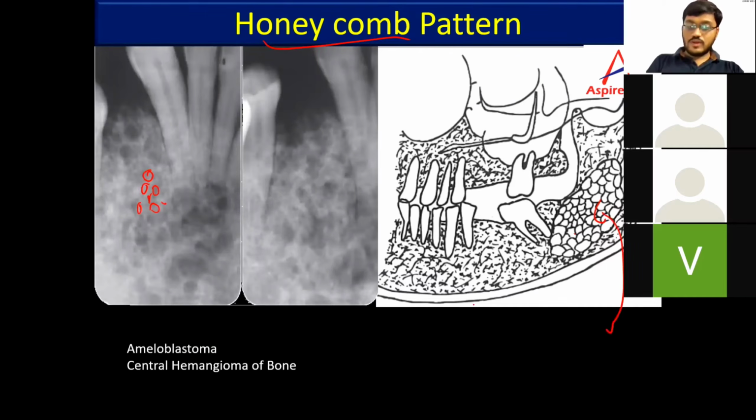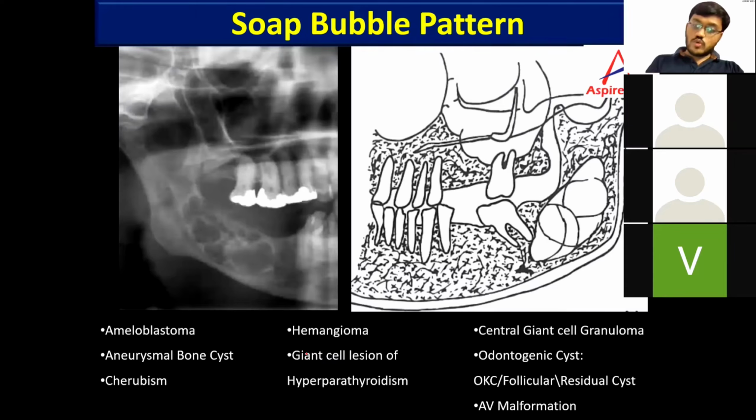So this is seen in the ameloblastoma and central hemangioma of the bone. This is the soap bubble pattern appearance, which can again be ameloblastoma, aneurysmal bone cyst, or it can be seen in cherubism, hemangioma, giant cell lesion of hyperparathyroidism, central giant cell granuloma, OKC.